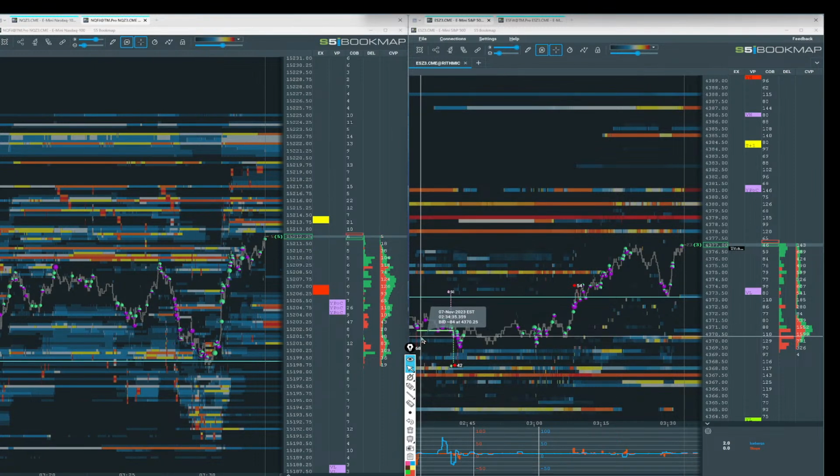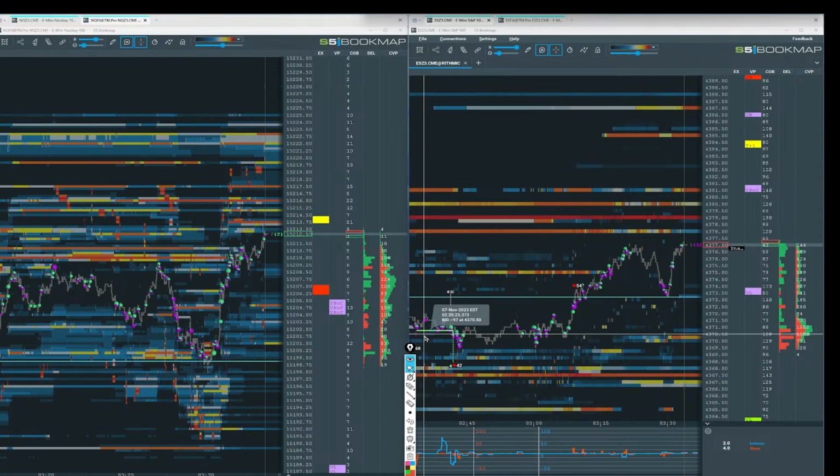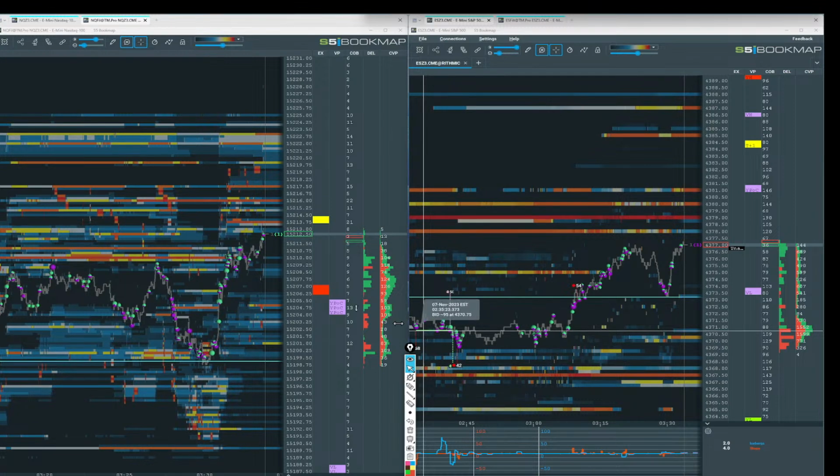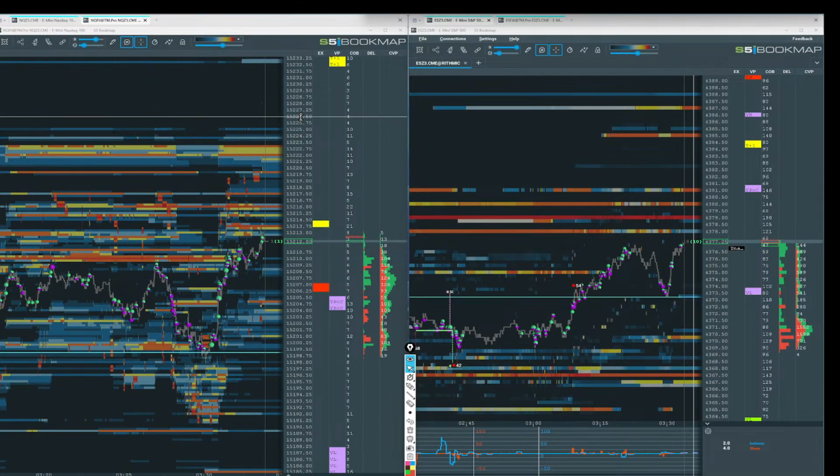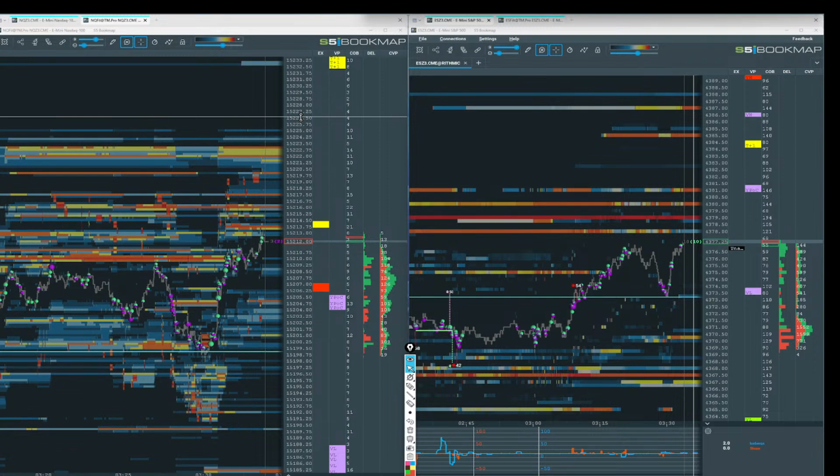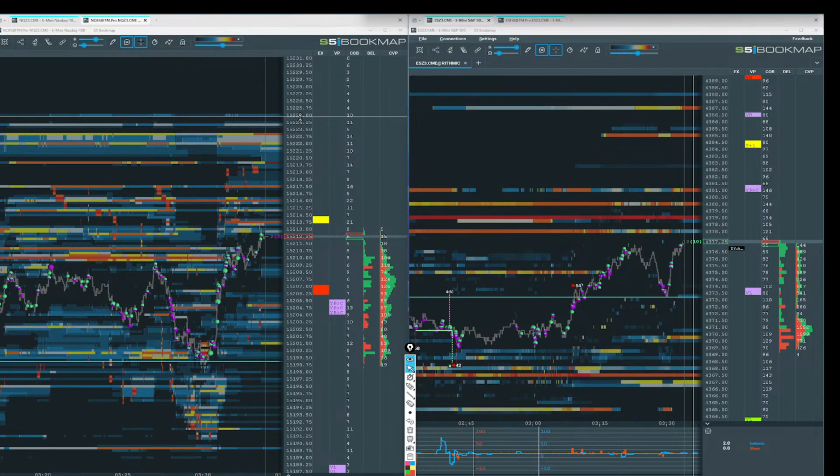And ES's tag of home. Home in ES is at 4384.25. That's yesterday's settlement, so we're 7 points away. Q, 20 points away.